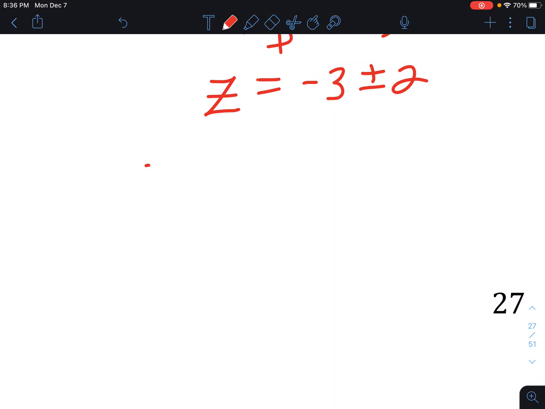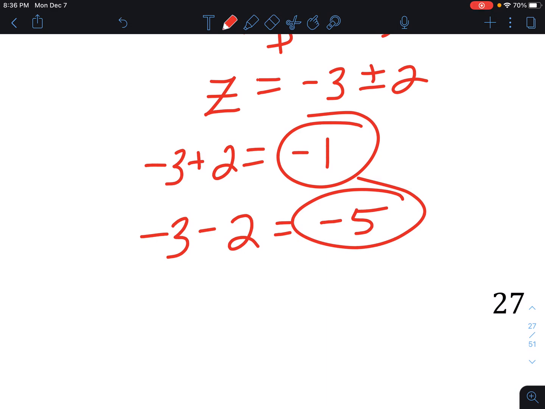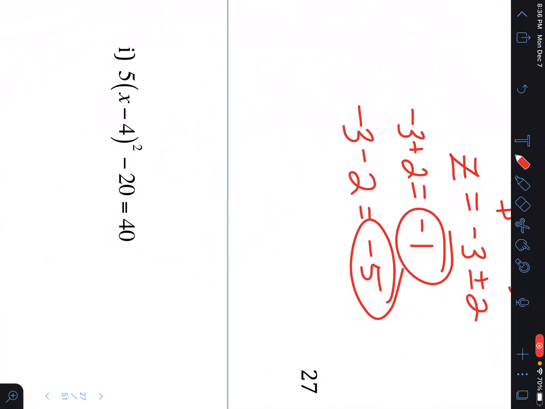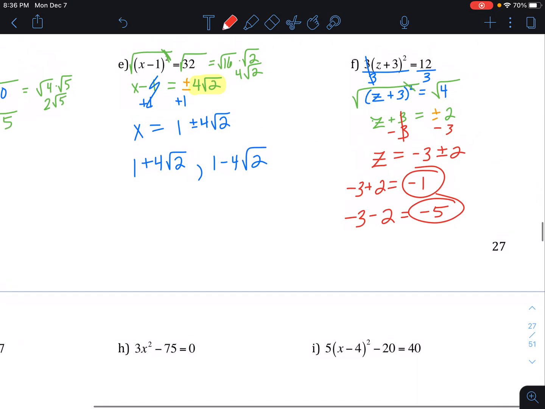So this means that I will actually physically add and subtract. So to get one of my answers, we need to do -3 plus 2. And we also need to do -3 minus 2. So there are your two answers. Sometimes your two answers are distinct. So your two answers here, -5 and -1.